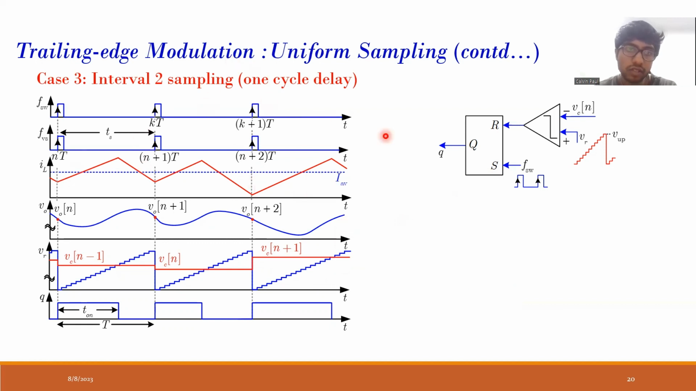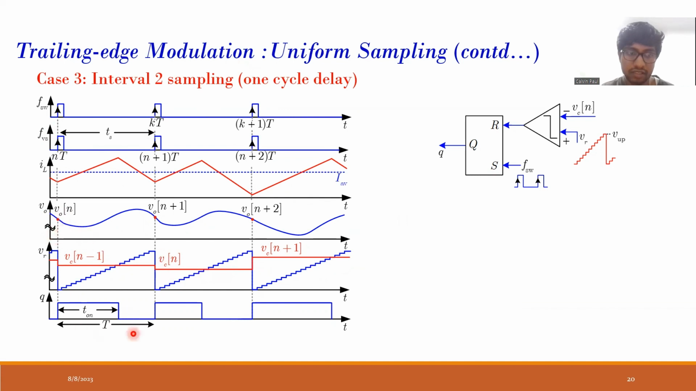Now we will consider the case with this one cycle delay. I will take the sample over here. I will give the sampling command over here. I take the sample, and then after the ADC conversion, the controller also uses this sampled output voltage value, and I generate an updated control value over here.